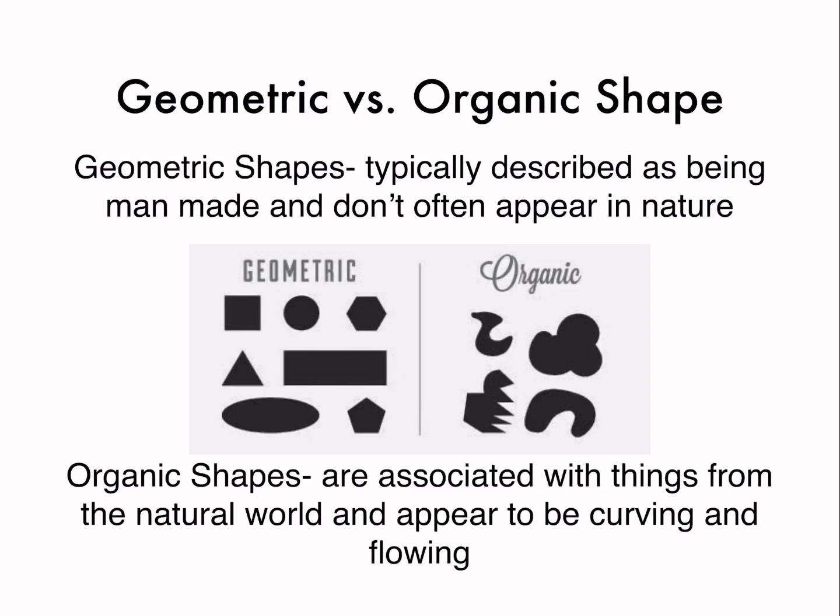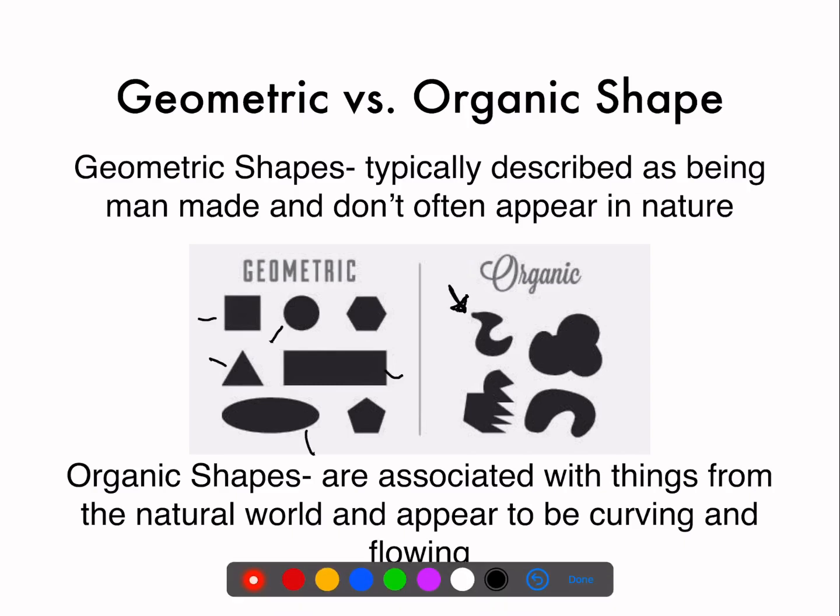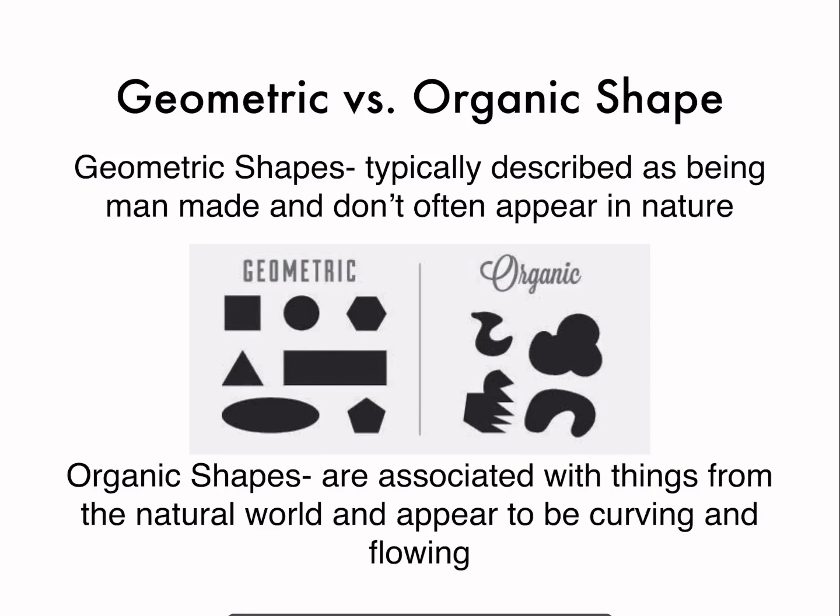Organic shapes are associated with things from the natural world and appear to be curving and flowing. These are going to be something where if you would walk outside, you could potentially see that in the woods somewhere. You can't name it, it kind of looks like something, but kind of not. Like this kind of looks like a duck, but it kind of doesn't. This kind of looks like teeth, but it kind of doesn't. This looks like one of those pillow things you put around your head whenever you're flying in an airplane or driving in a car, but it kind of doesn't. Because everything's really soft and has nice rounded edges, it looks to be organic.